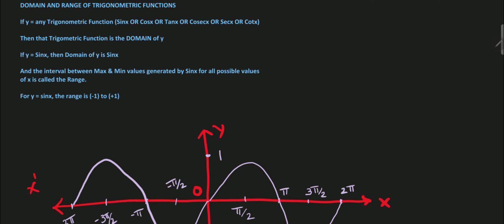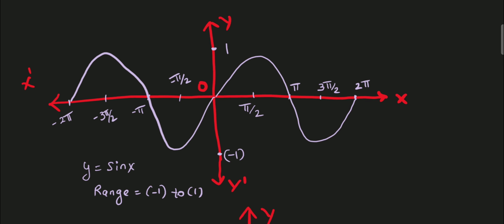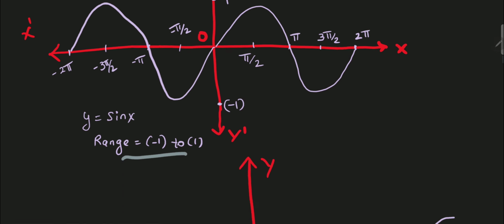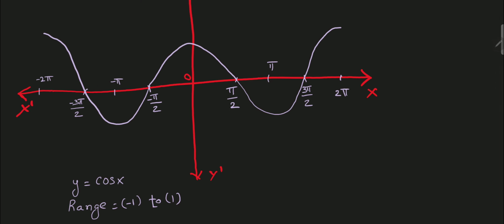Domain and range of trigonometric functions. If y is equal to a trigonometric function of x, then the set of allowed x values is called the domain. If y is equal to sin x, then the domain is all real numbers. And the interval between the maximum and minimum values generated by sin x for all possible values of x is called the range. For example, y is equal to sin x, we know it's a sinusoidal curve, and the range is going to be from -1 to +1. The same is for cos, from -1 to +1.